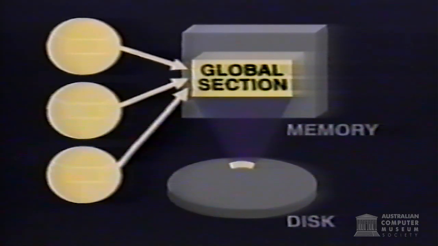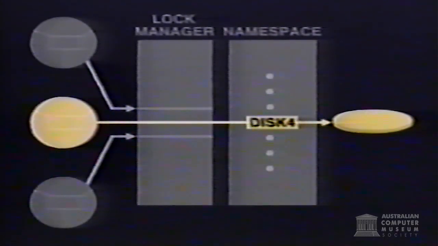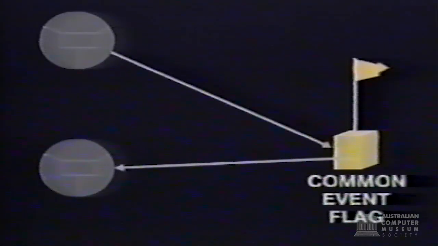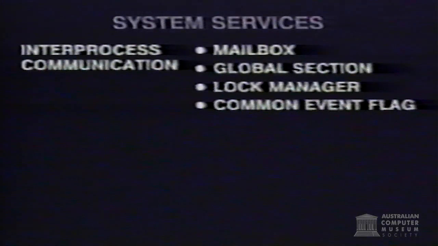The lock manager is used to synchronize access to a resource. It stores resource names in a common namespace and regulates access to those names. A common event flag allows several processes to share a single bit of data. It is often used for posting an event, such as an I/O completion or an elapsed time interval. Inter-process communication is facilitated by system services such as the mailbox, global section, lock manager, and common event flag.